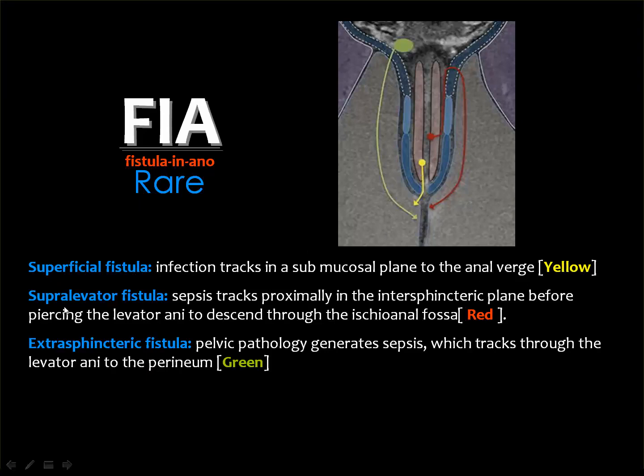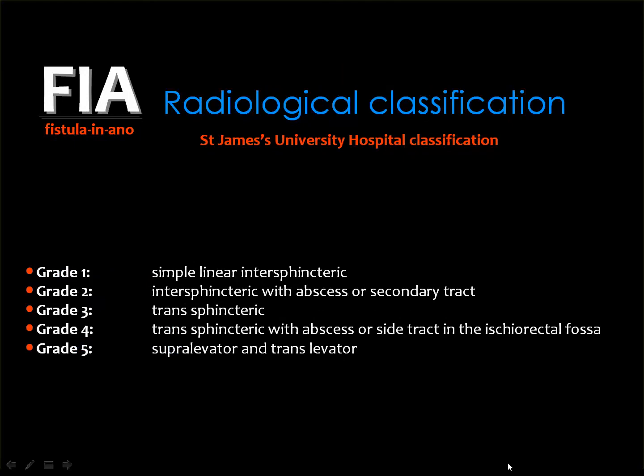Then the supralevator or the suprasphincteric fistula is a fistula going through the intersphincteric space until above the puborectalis or the levator ani, and it goes down through the ischioanal fossa to the outside. The last one is an extrasphincteric fistula, where you have an opening externally around the anal opening, and the tract passes through the ischioanal fossa until it crosses the levator ani and connects to the rectum. Then this is the classification or the grading of the fistula.